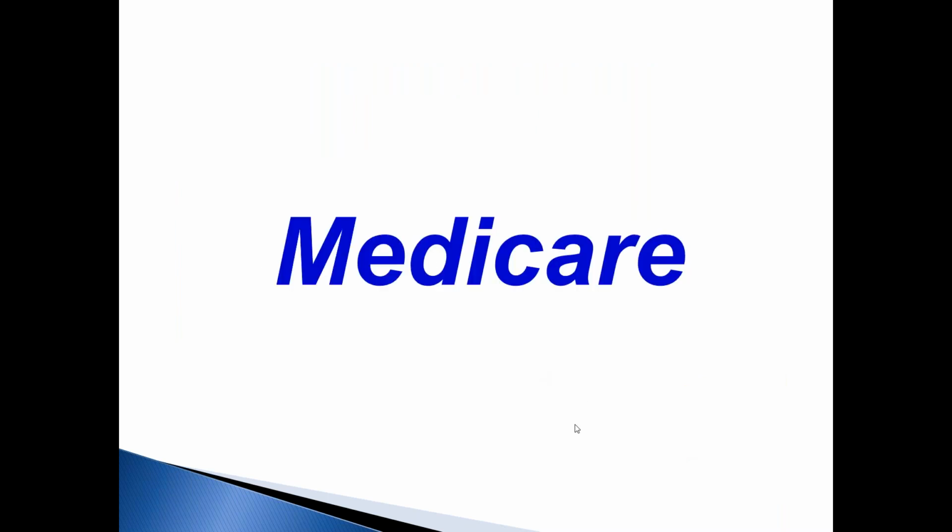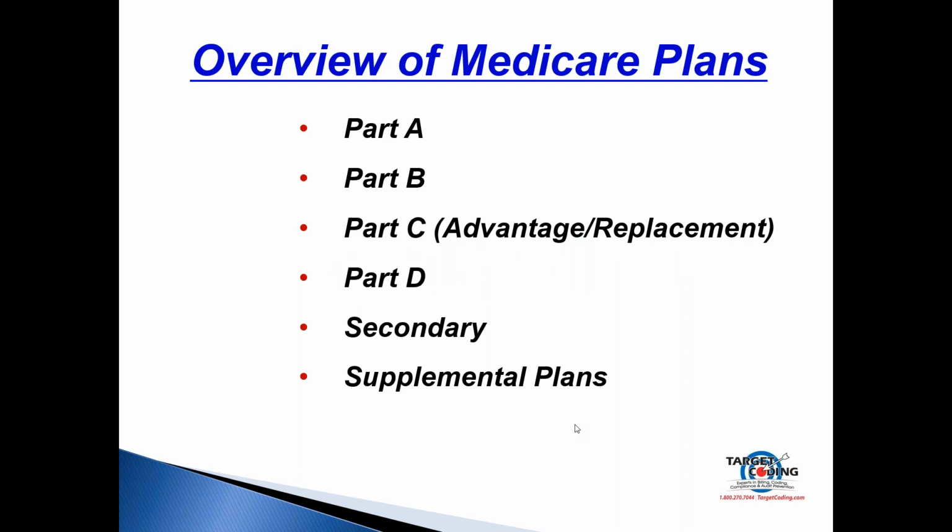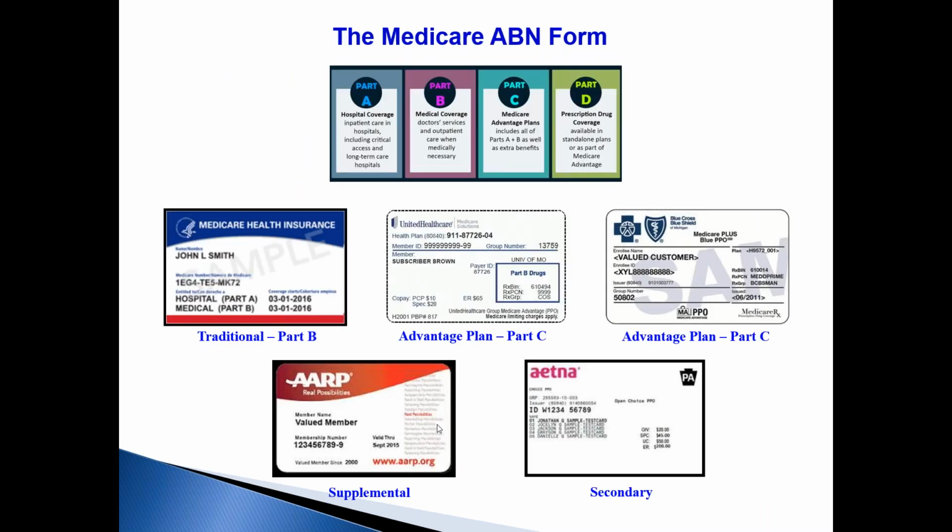Okay, let's get started. Let's go over a quick overview of the different types of Medicare plans out there. This could be confusing to some doctors, staff members, even maybe some patients. Medicare has Part A, Part B, Part C, also known as Advantage plans or replacement plans, Part D, secondary plans, supplemental plans. Wow, all these different plans. Let me tell you what the deal is. Part A is when someone turns 65, a person typically will automatically get Part A and Part B from Medicare.